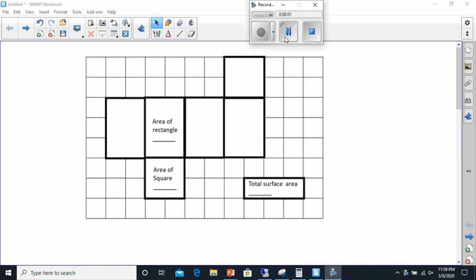Reviewing for our second third quarter test. Let's go ahead and try these out. First, we're going to be looking for the total surface area of this thing. Surface area means how much the areas of all the sides added up.